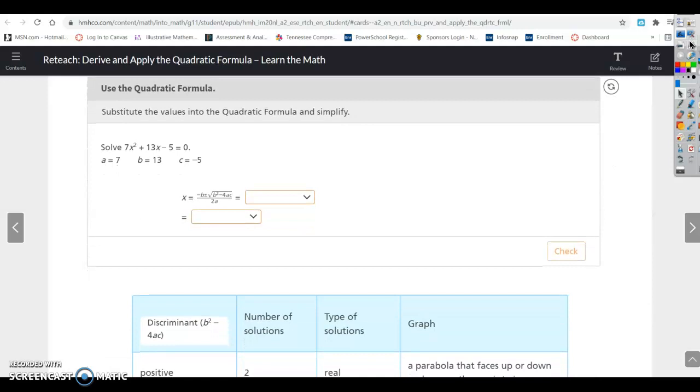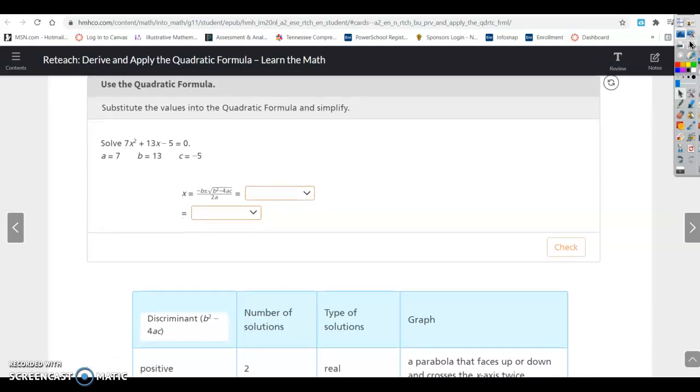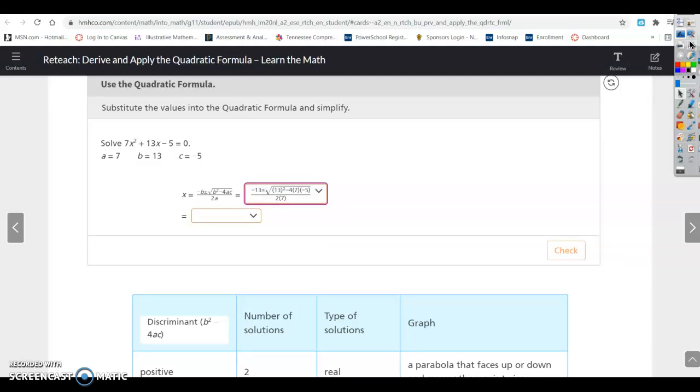Alright, to use the quadratic formula, we're first going to substitute the values in. So they've already identified 7, 13, and negative 5 as your a, b, and c. So we're going to take the quadratic formula, and the first thing we're going to do is see how they substituted that in. So negative b would be negative 13, plus or minus the square root of b squared, so 13 squared, minus 4 times a, which is 7, times c, negative 5, over 2 times a, which is 7.